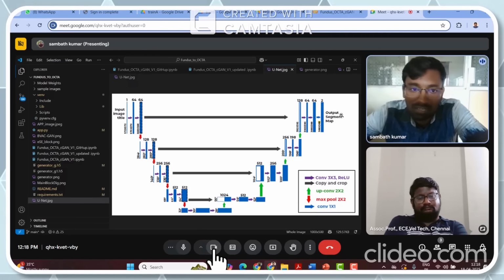Here our desired output is the synthesized OCTA image, which we get from the fundus image. So this is our aim. This is the baseline U-Net architecture.